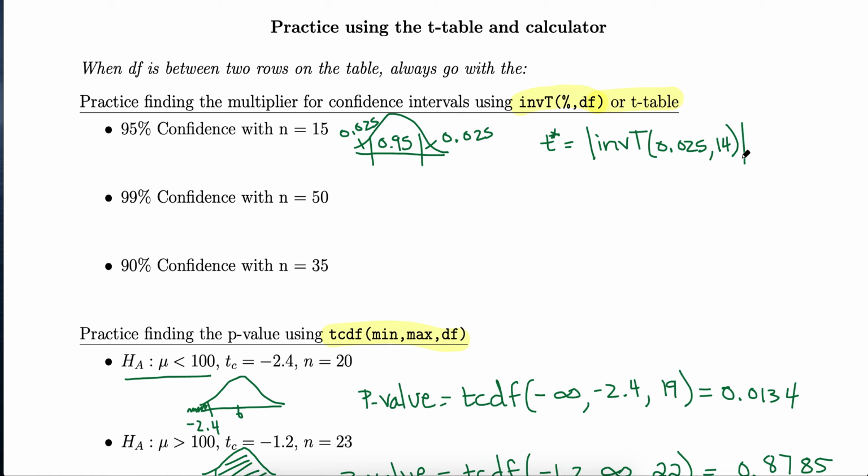So just a moment, bear with me. I don't have this one worked out. So 0.025, let's do this together. And I got 2.145.